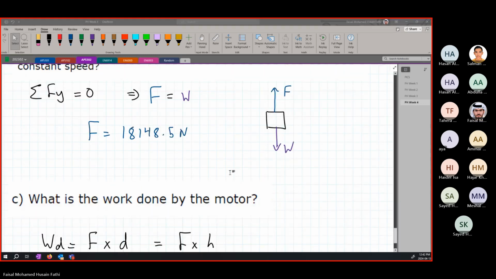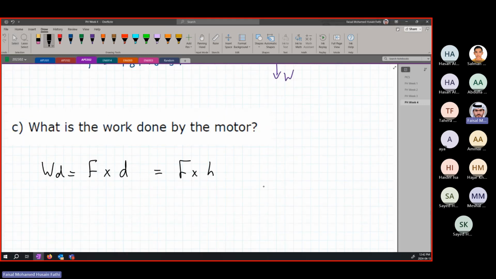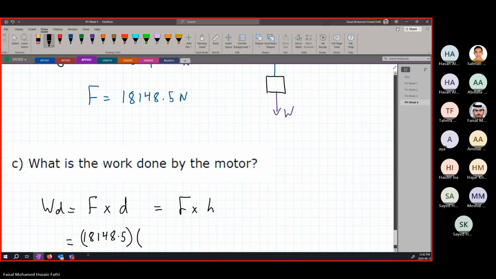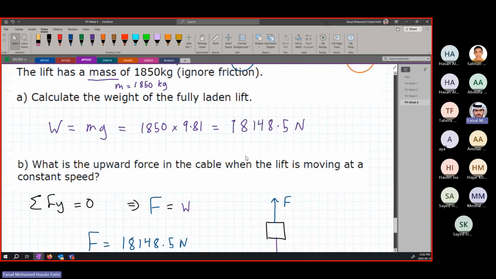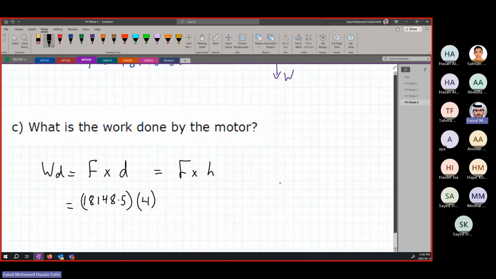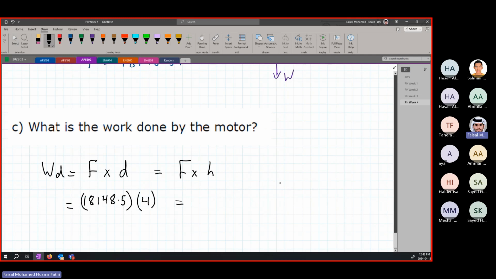So we already know what the force is, and we know what the height is. This is equal to the force, 1814.5, times the height, which was 4 meters. So you just multiply this by 4, and it's going to be 7258 joules. Remember, we're dealing with work, so work is in joules.